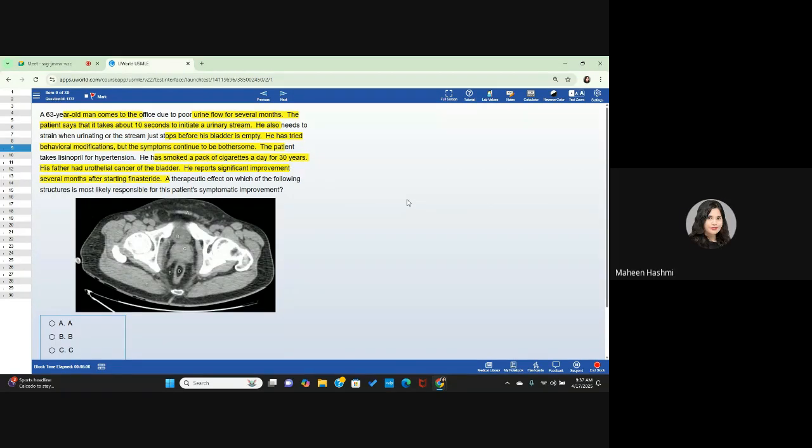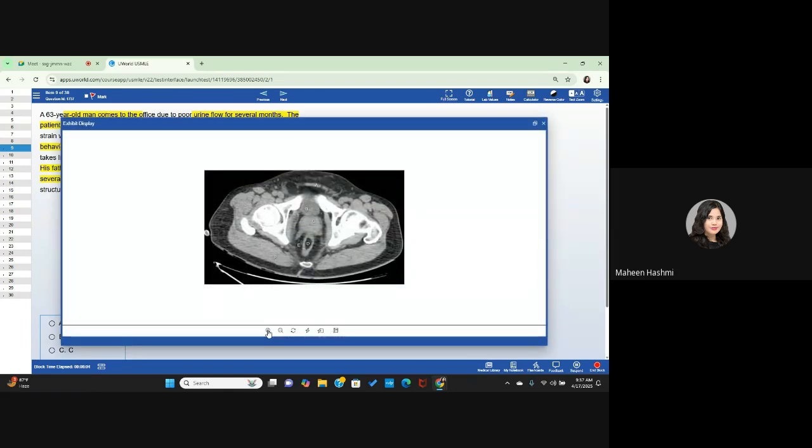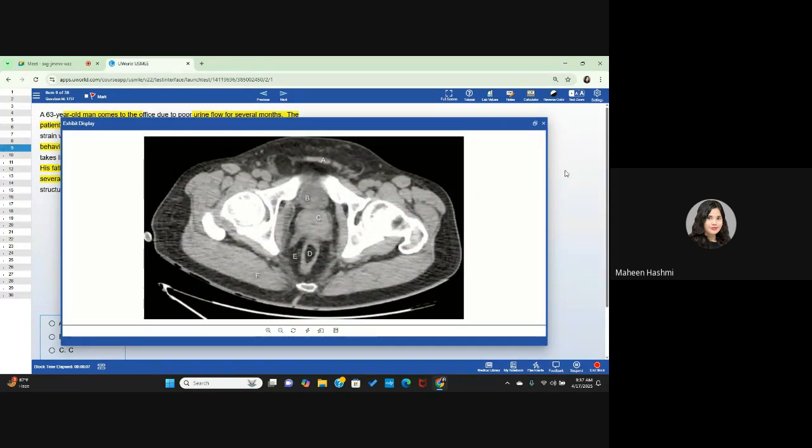What type of muscles get involved in that? The detrusor. Where do you see that?